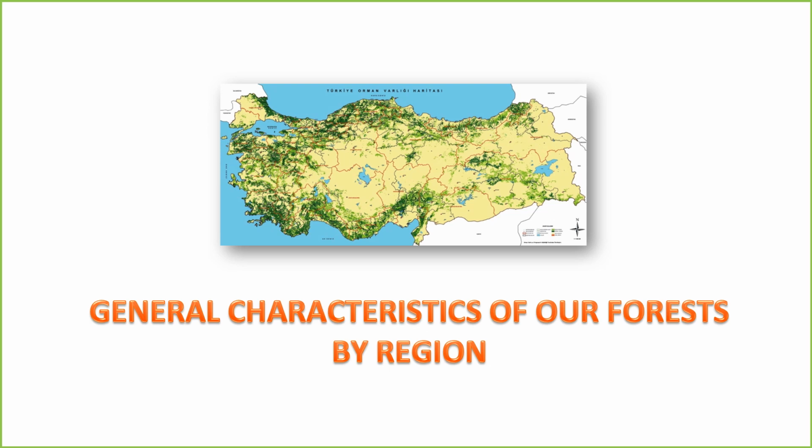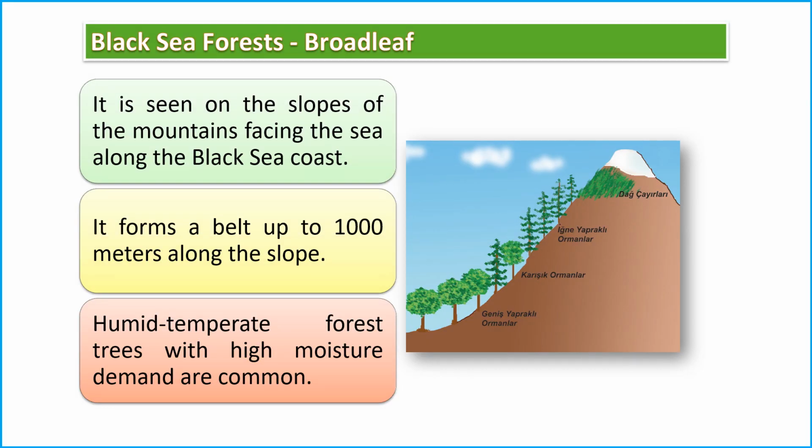These general characteristics highlight the diversity of Turkey's forests, each region playing a unique role in supporting biodiversity, water conservation, and providing ecosystem services. The composition and structure of forests vary, reflecting the complex interactions between climate, geography, and human activities. Black Sea forests in Turkey. The Black Sea forests, also known as the Pontic forests, represent a distinctive and ecologically rich region in Turkey. Here are some key features of the Black Sea forests.